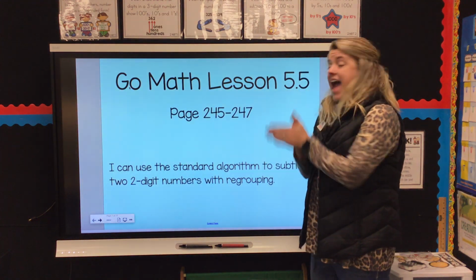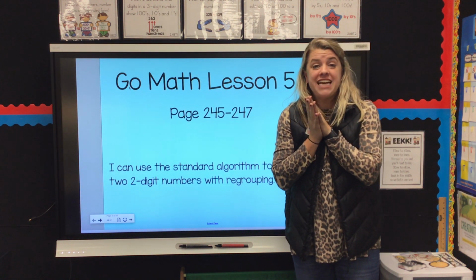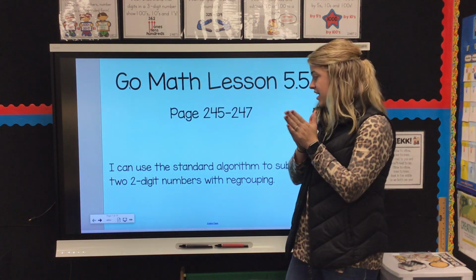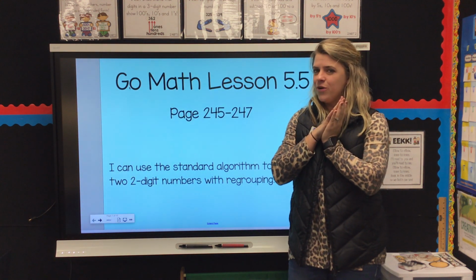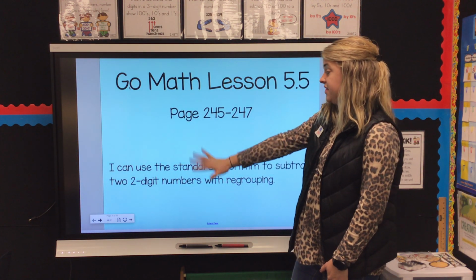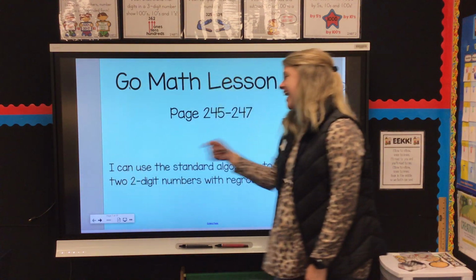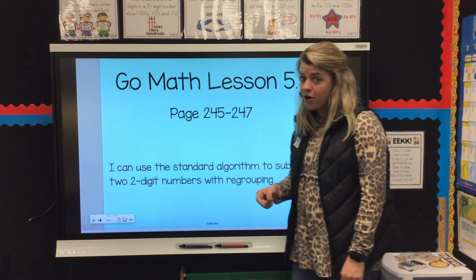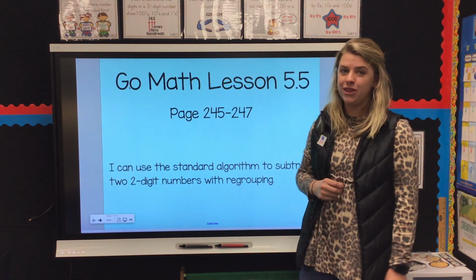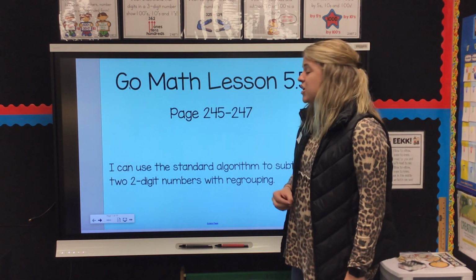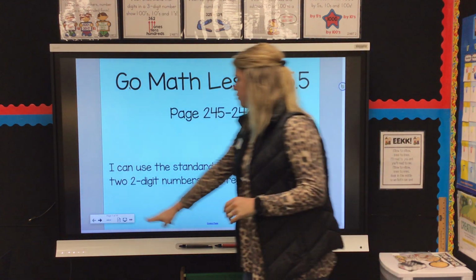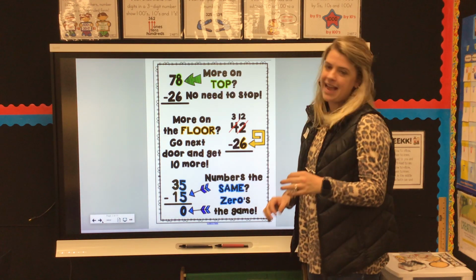All right. Our I can statement for the day is the same as it was yesterday because we're doing the same thing. So today we are going to be able to say this statement: I can use the standard algorithm to subtract two two-digit numbers with regrouping. All right? So while you're finding page 245, we're going to review our poem from yesterday.